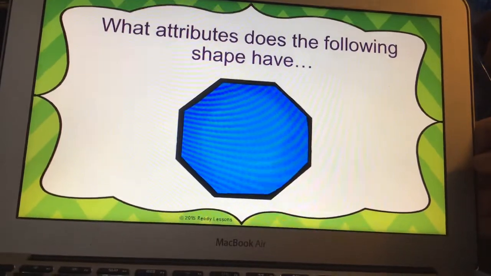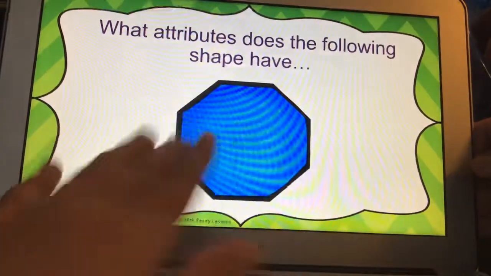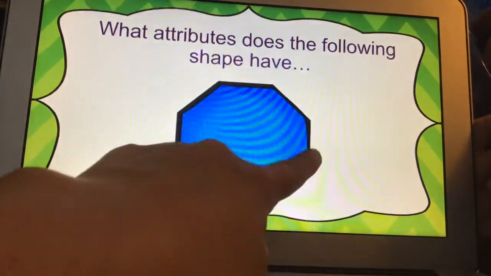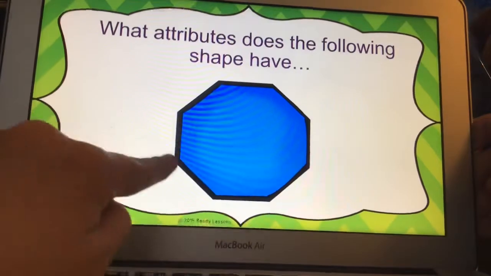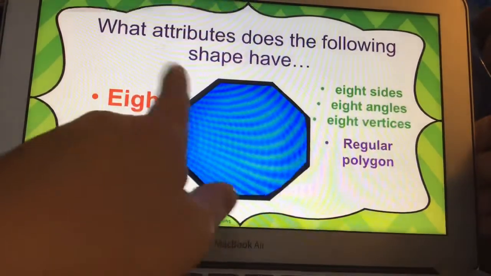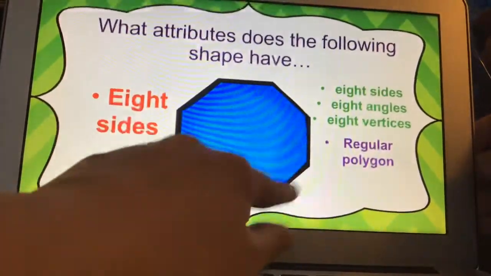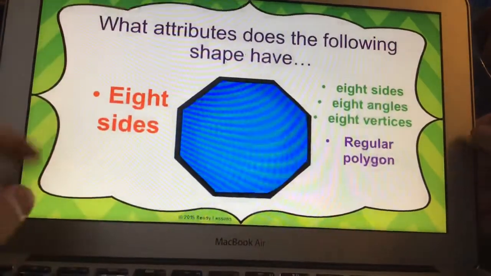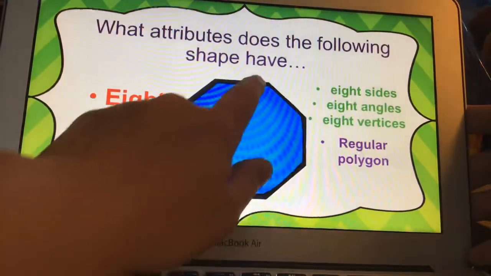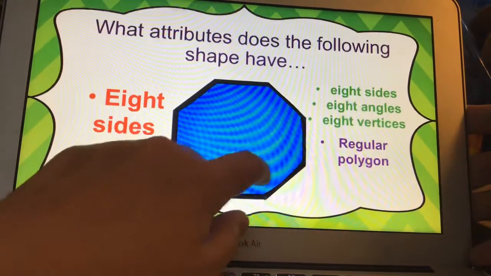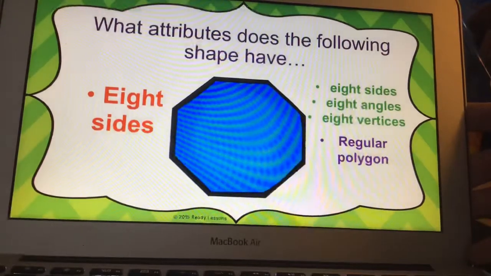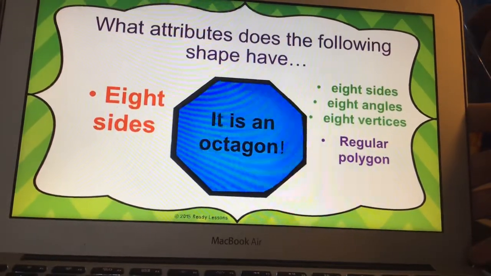What attributes does the following shape have? All right, well, before we even start, we're going to count the sides. 1, 2, 3, 4, 5, 6, 7. Oh, wow, they're getting bigger and bigger as we go. Oh, I counted wrong. 1, 2, 3, 4, 5, 6, 7, 8. My bad. 8 sides. Got to be careful. Go nice and slow. 8 sides, 8 angles in the corners at the vertices, and it's a regular polygon. All the sides are the same. Beautiful. And it's called an octagon.